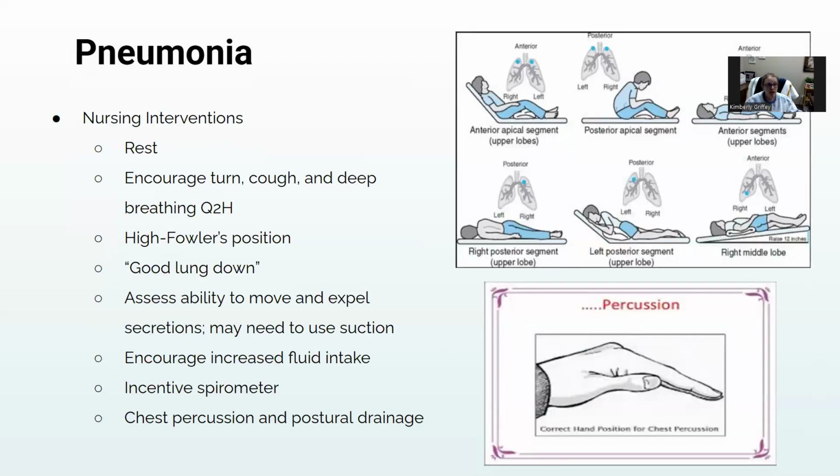So some nursing interventions that you can do, you want to encourage your patients to rest. You're going to encourage them to turn, cough, and deep breathe every 2 hours. You're going to put them in a high Fowler's position. And if you're gonna turn them, you want to put them on their side. So if they have right side pneumonia, you want to put them on their left side. You also want to be able to assess their ability to move and expel secretions. So they may need suction set up so they can use a Yankauer.